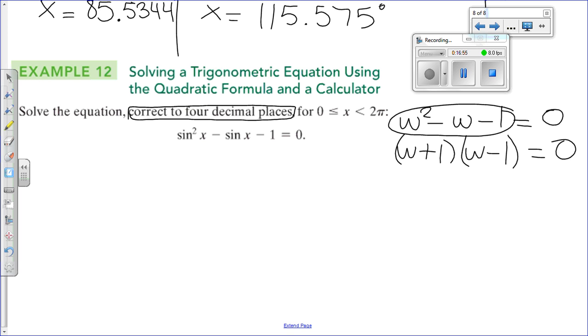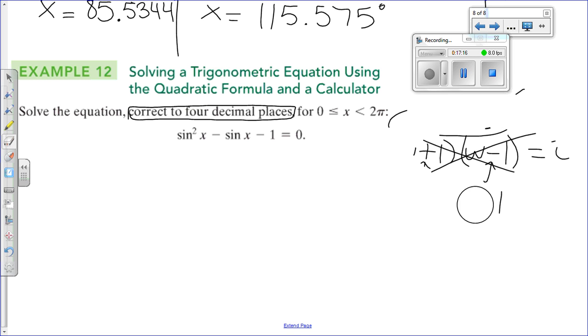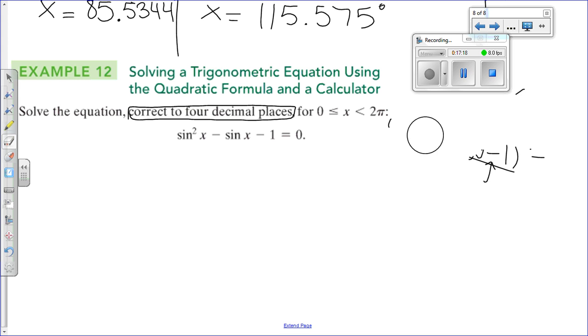Because I was trying to factor it. The sign is negative, so these two signs will have one of each, right? The only factors of 1 are 1 and 1. But if we multiply them, we will end up with a difference of squares. So that means this is not the correct factorization. So we have to use other methods, maybe the quadratic formula, okay?